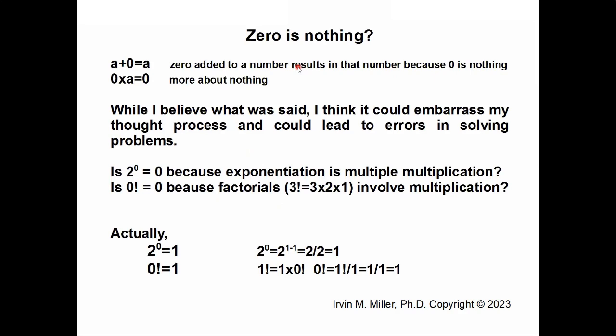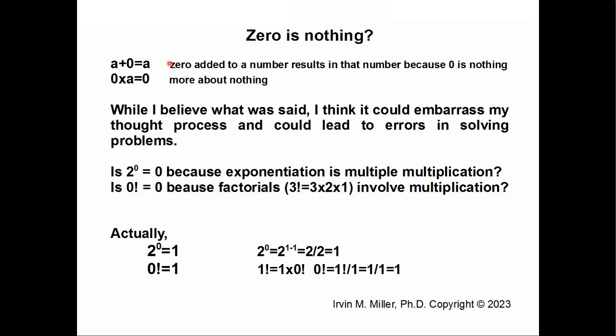Zero is often said to be nothing. I don't really believe this to be true. Zero added to A gives us A because we add no number; we result in the same number. And zero multiplied by a number gives us zero. This is what would lead us to draw the conclusion that zero is nothing.